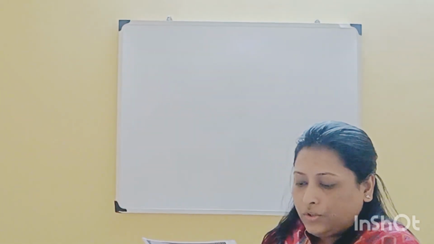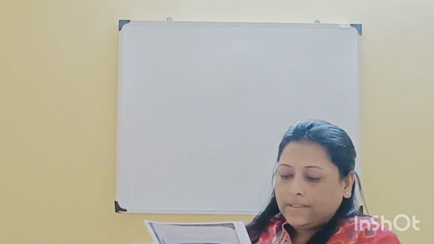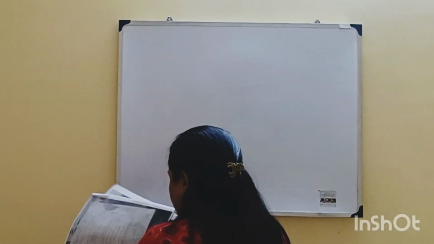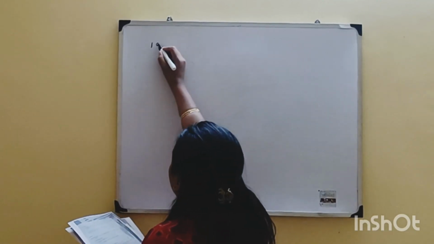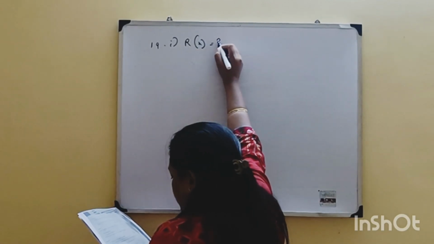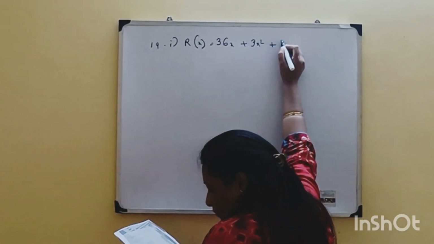Question number 90. The total revenue received from the sale of x units of a product is R(x) equals 36x plus 3x squared plus 5. And the actual revenue for selling the same item will be 27, 90, 93, 33. Which option will be there? So first of all, I will write R(x) equals 36x plus 3x squared plus 5.